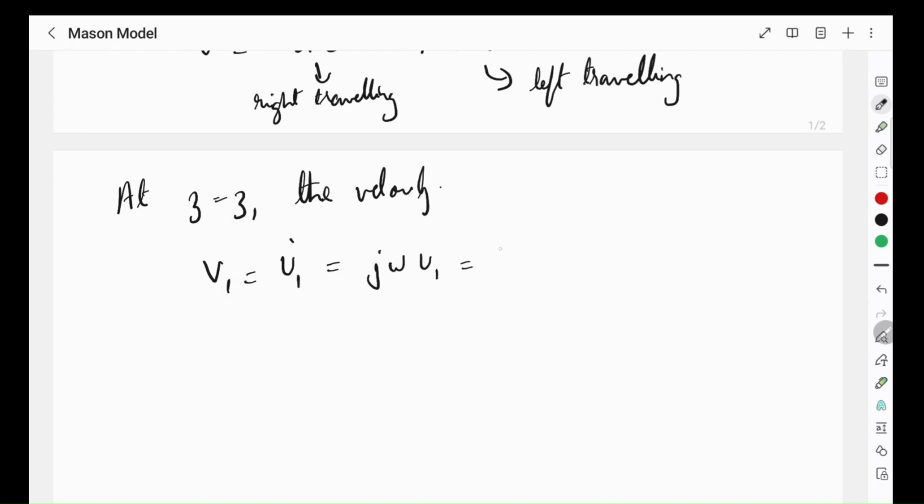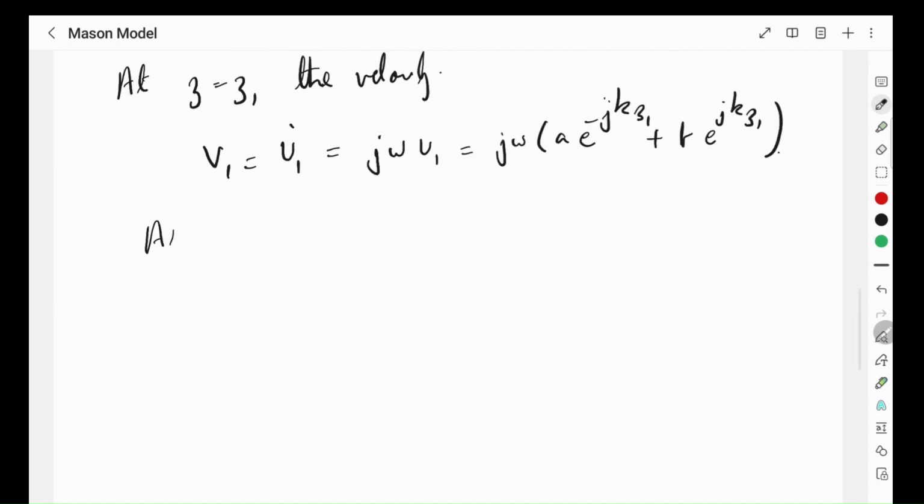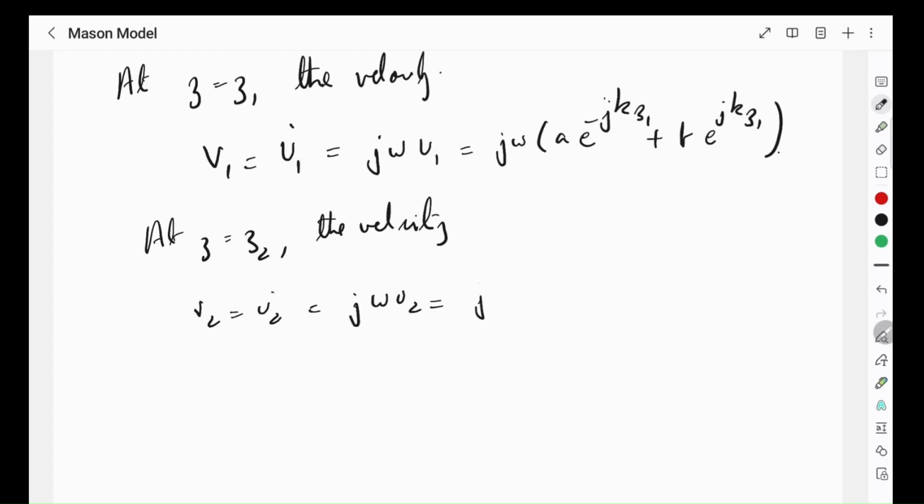What is that? It is j omega, we have already written, e raised to minus j k z1 plus b e raised to j k z1, okay. At z is equal to z2, the velocity v2 is equal to u2 dot, that is equal to j omega u2, that is equal to j omega a e raised to minus j k z2 plus b e raised to j k z2, okay.